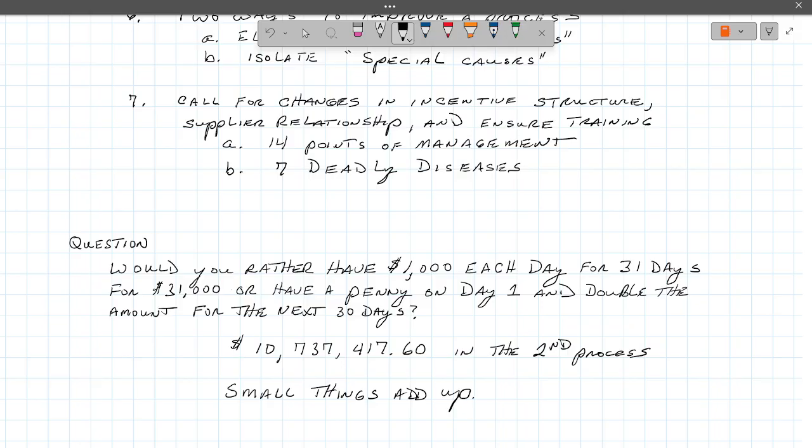So any decision you make about quality is always going to be based on what are those small things that are contributing to all this. We really haven't got to root cause analysis yet, but when we do, you're going to see just how potent all that is.